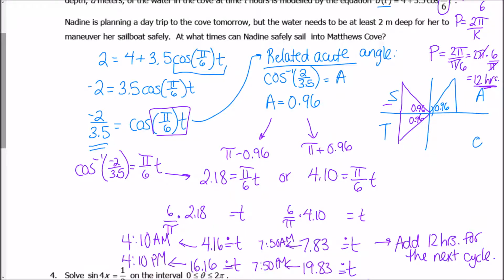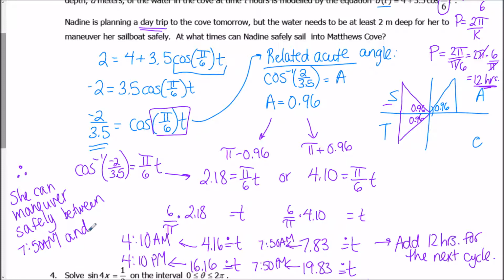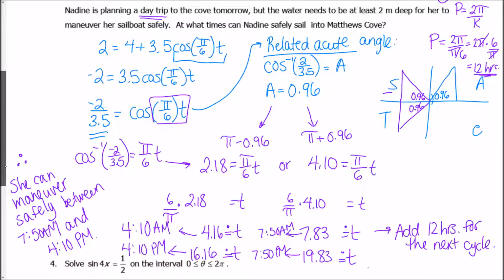Okay, so we can say therefore, now one last thing, since it's a day trip, we don't have to worry about anything before 4:10 a.m. and anything after 7:50 p.m. So we can say therefore she can maneuver safely between 7:50 a.m. and 4:10 p.m. And that's our answer to question number 3.